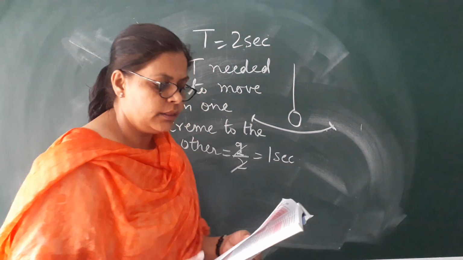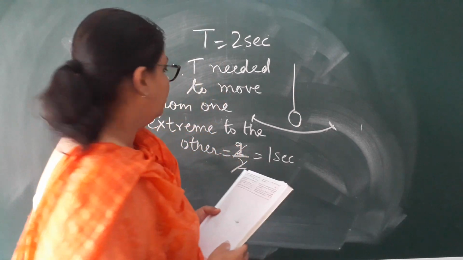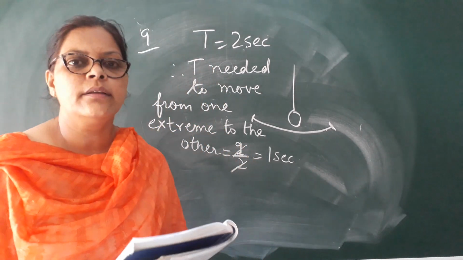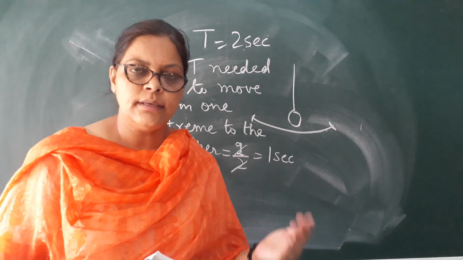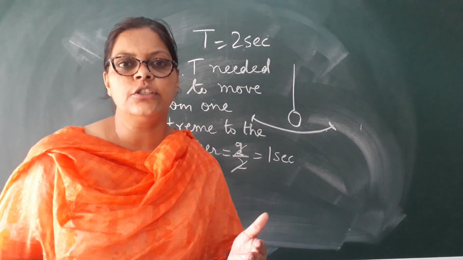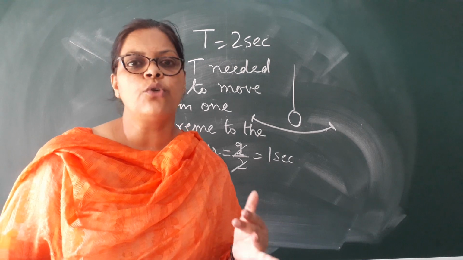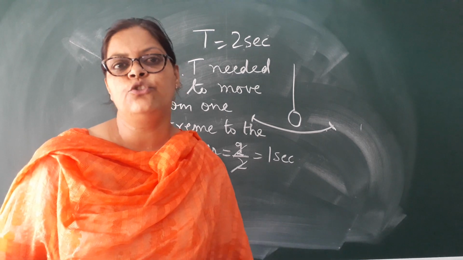Okay, children. So with this numerical, we finish all the numericals for simple pendulum. There are total 9 numericals. I want you to revise them again, and whatever calculations we have left, you solve them and practice these numericals carefully.